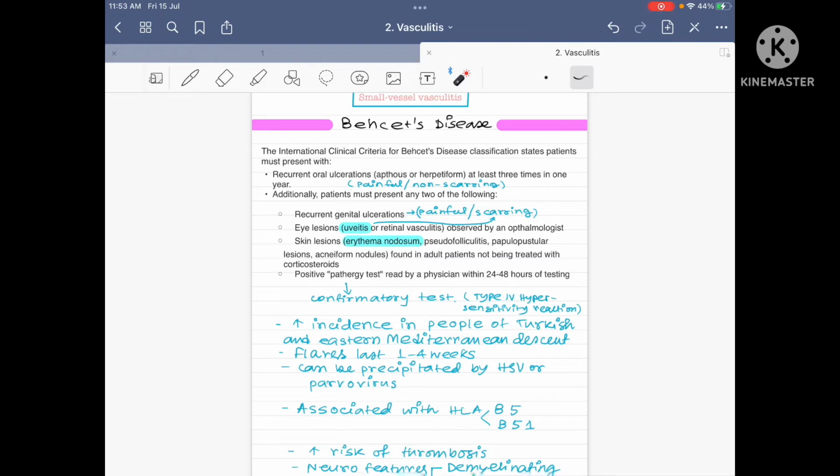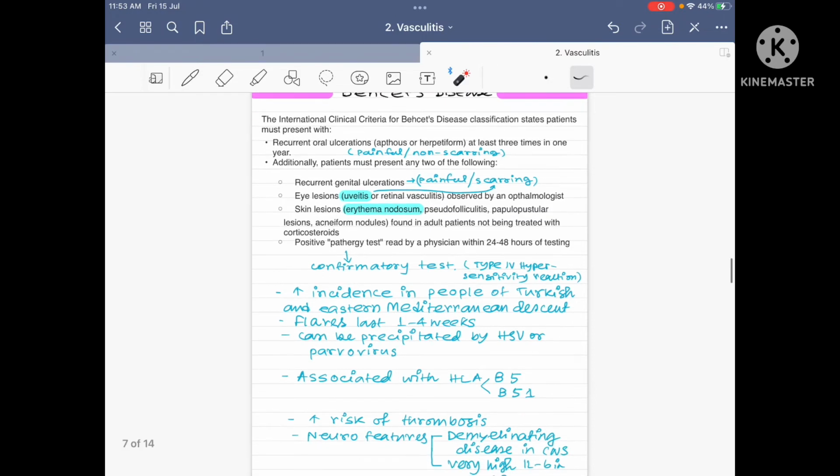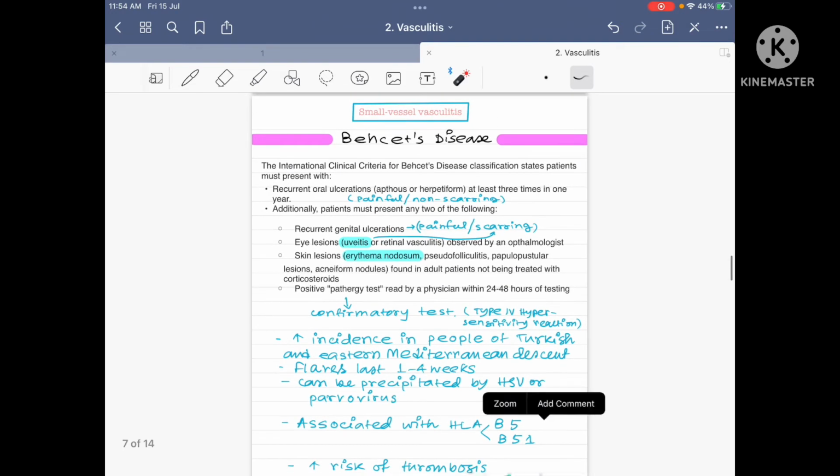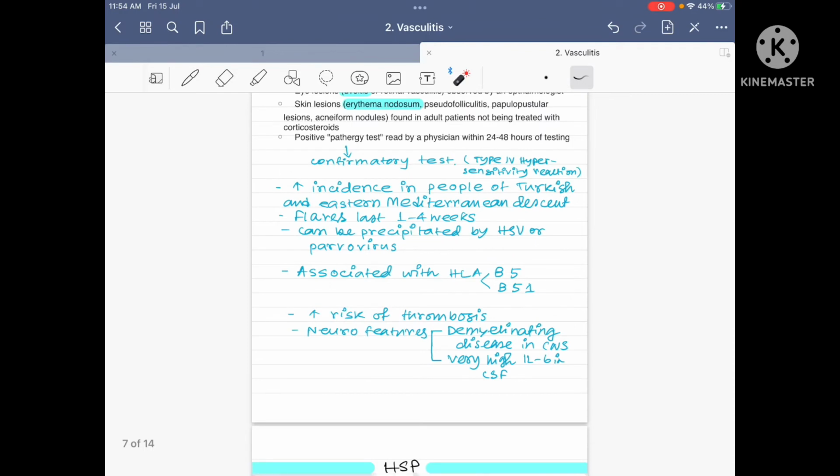And a commonly asked question is the confirming test, the pathergy test, which is a type 4 hypersensitivity reaction. And in a clinical scenario you can get a question such as, there is a Turkish person or a person of Eastern Mediterranean descent who came to the OPD with the following features. So you should suspect Behcet disease. And the flares last 1 to 4 weeks, and can be precipitated by HSV or parvovirus. Just remember the name.